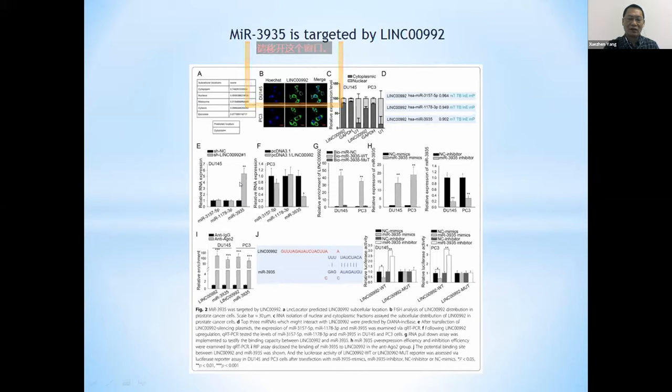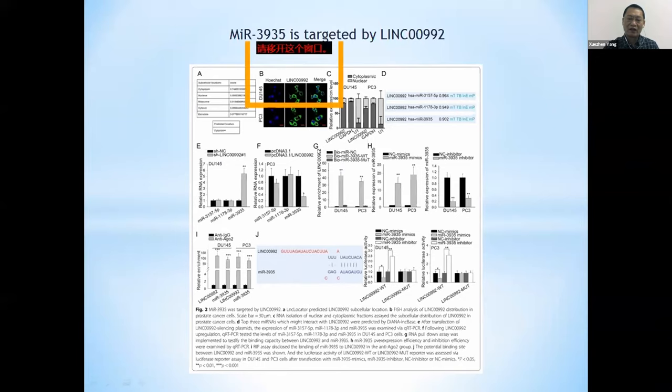The expression level of this gene was much higher than other genes, so it was positive. We also did experiments using other methods. In picture E, we did an experiment using shRNA, and here we used the plasmid to do the experiment, and got the same result. The result was that microRNA 3935 was positive. Only this was positive.